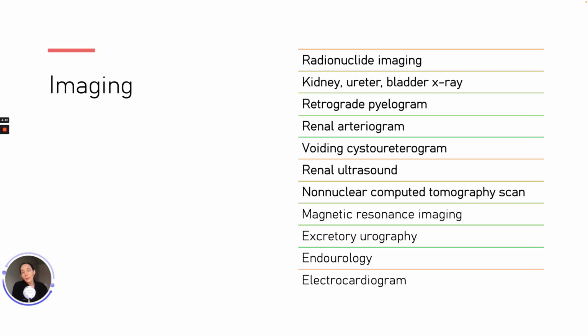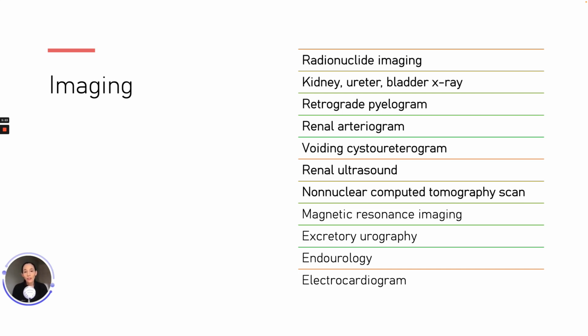So there's different imaging we can do when we're assessing these patients as well. Radionuclide imaging can reveal narrowing and decreased or delayed filling or emptying as a result of acute renal failure. It can reveal atelectasis. We can look at the kidney, ureter, and bladder x-ray, also called a KUB. This demonstrates the size of the kidneys, ureters, and bladder in the presence of any cysts, tumors, abnormal kidney displacement, or obstruction such as stones.